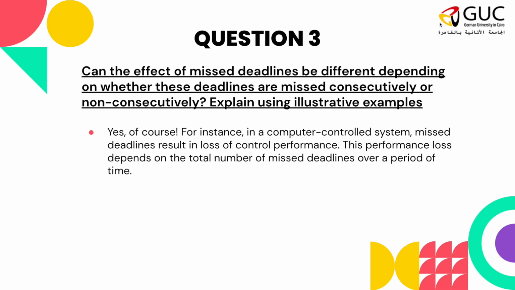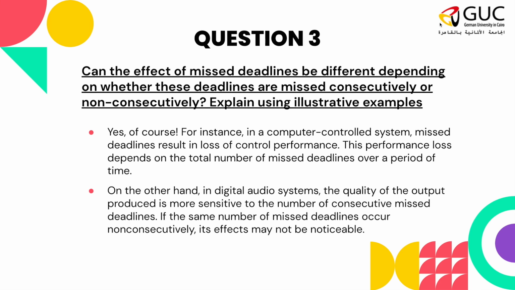Yes, of course. For instance, in a computer-controlled system, missed deadlines result in loss of control performance. This performance loss depends on the total number of missed deadlines over a period of time. On the other hand, in digital audio systems, the quality of the output produced is more sensitive to the number of consecutive missed deadlines. If the same number of missed deadlines occur non-consecutively, its effects may not be noticeable. What does this mean? So as you can see, there is a difference between missing deadlines consecutively and non-consecutively, and this will affect some types of systems.